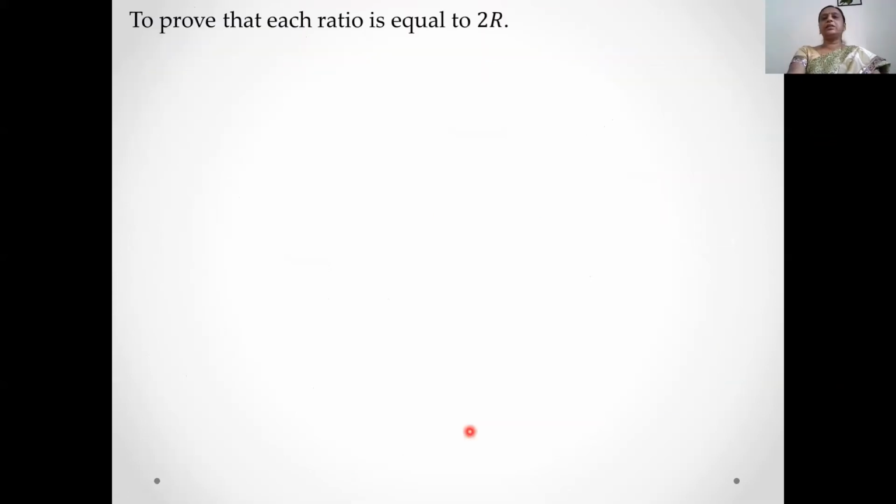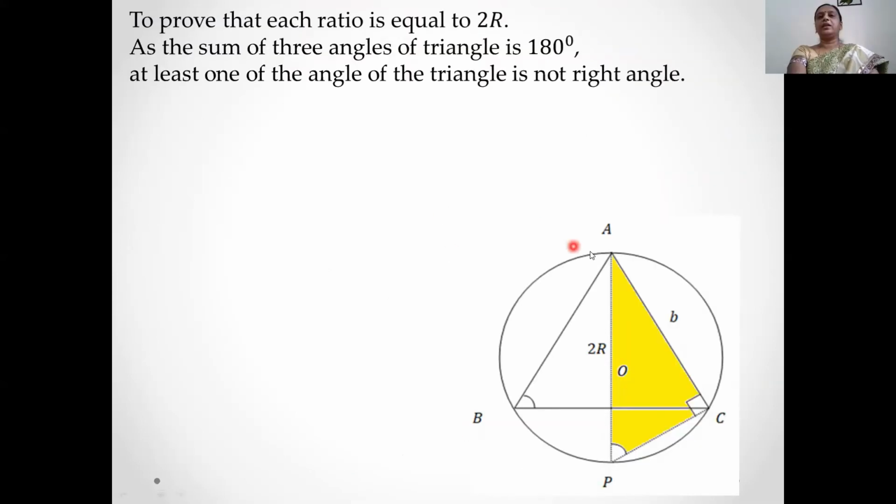To prove that each ratio is equal to 2R in any triangle, by the property of triangle, you know that sum of three angles of triangle is 180 degree. And you also know that at least one of the angles of a triangle is not a right angle, means at least one of the angles of a triangle is less than 90 degree. If the addition of three angles is 180 degree, then at least one angle should be less than 90 degree. Now suppose that this angle is less than 90 degree.